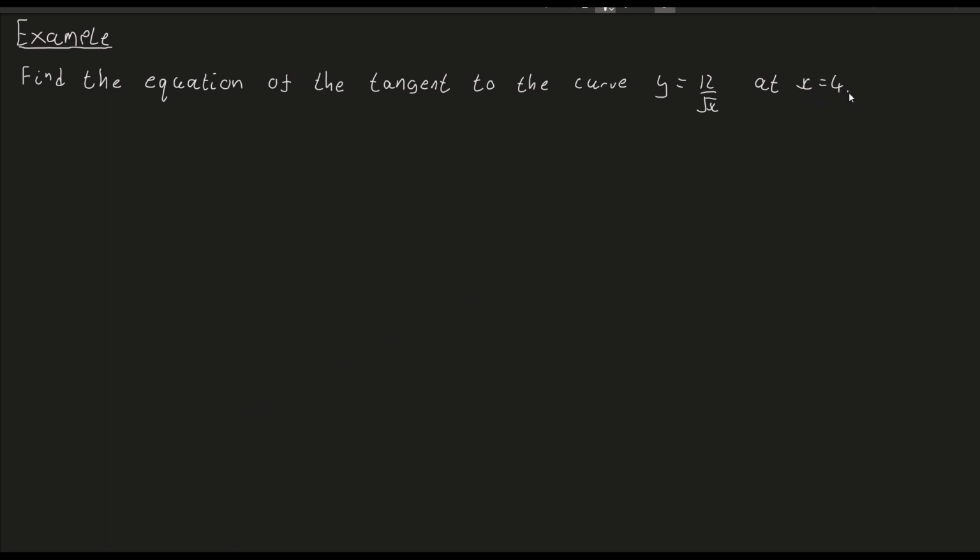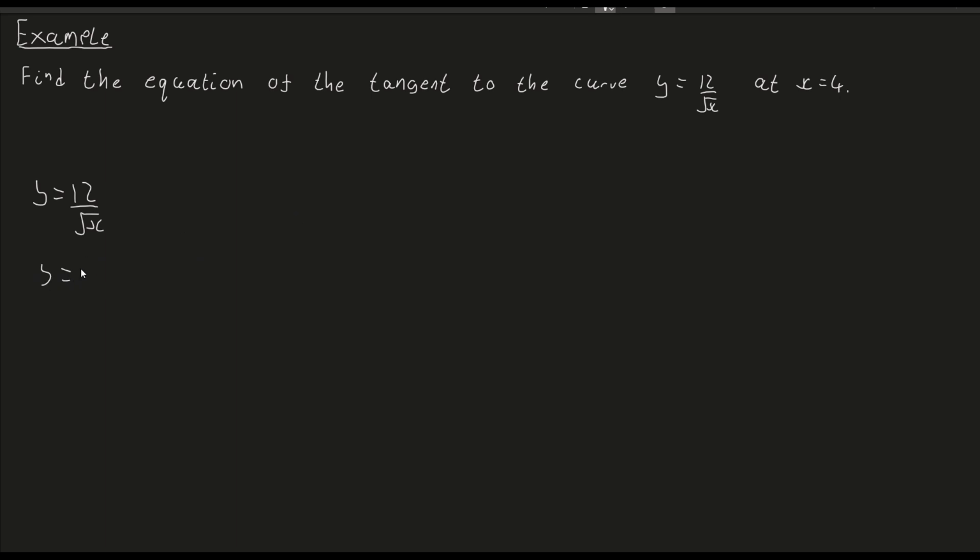And in order to find the equation of the line, we have to have the full point as well as the gradient. So what I'm going to do first is actually find out what is the whole point. In order to do that, I need to, of course, find out what is y when x equals 4. And we already have an equation that relates y and x, so I can simply sub 4 into this equation. So to find that out, I'm going to take y equals 12 over the square root of x, and I'm going to sub 4 in.